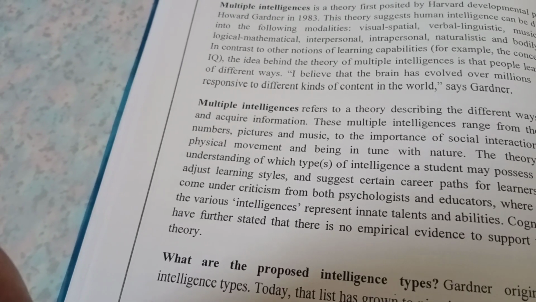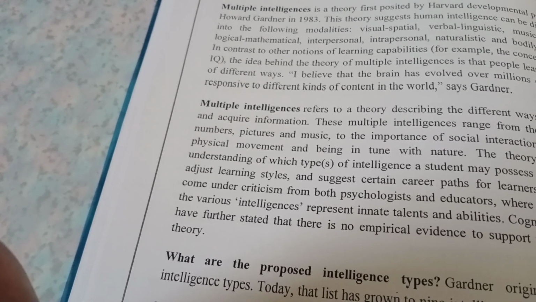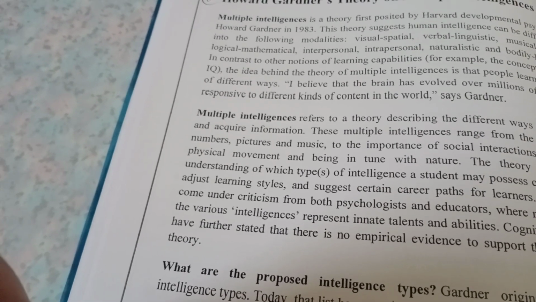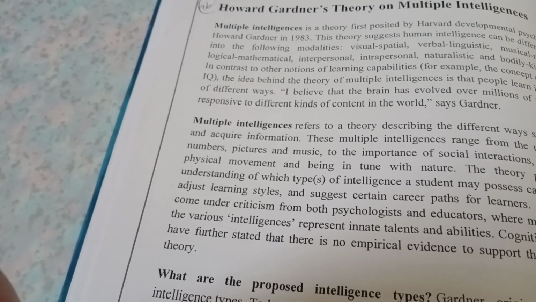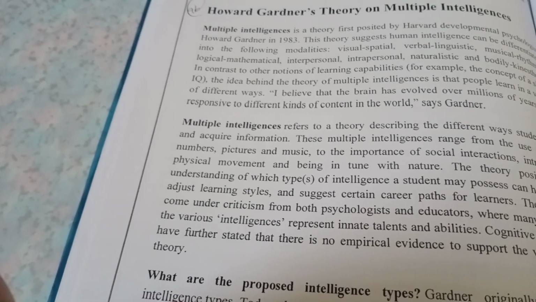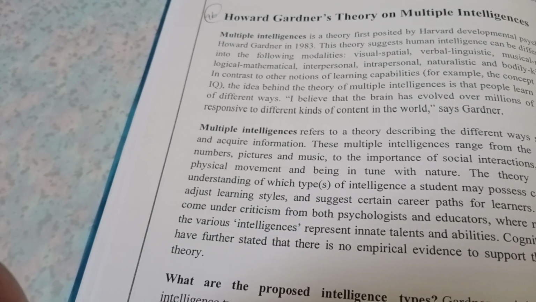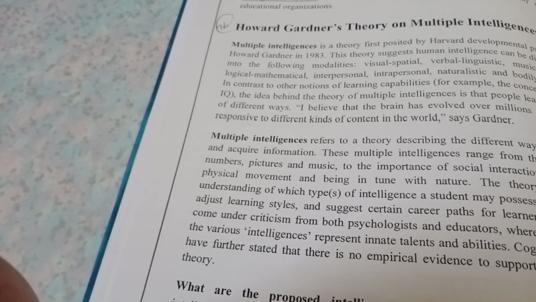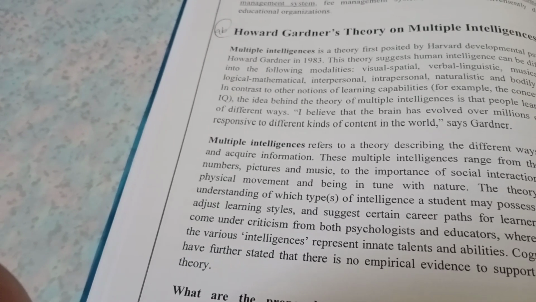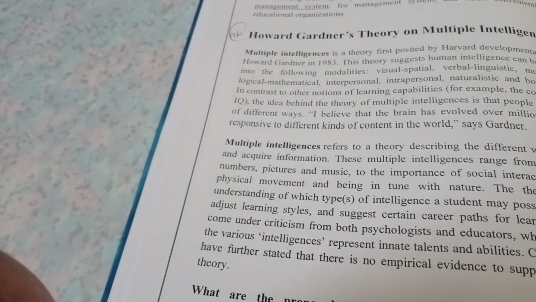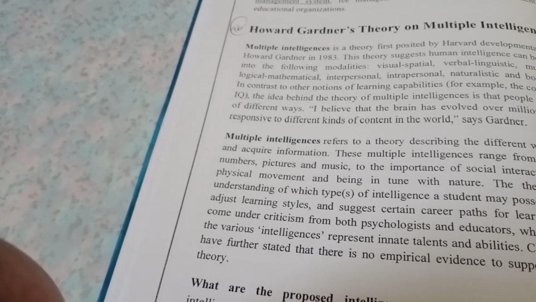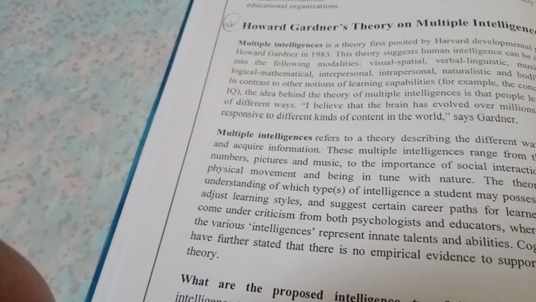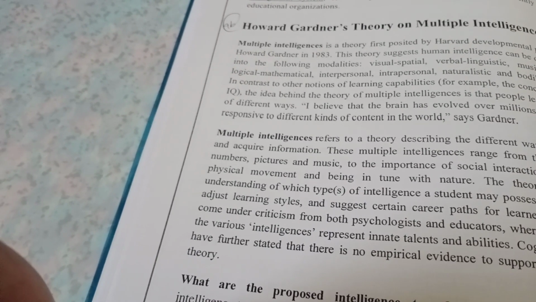The theory has come under criticism from both psychologists and educators, where many believe that the various intelligences represent innate talents and abilities. Cognitive psychologists have further stated that there is no empirical evidence to support the validity of this theory.